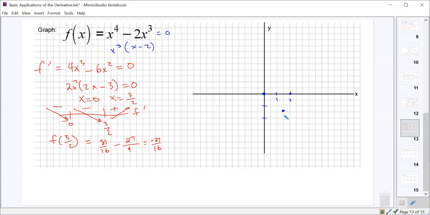And then we'll find a second derivative, which ought to be 12x squared minus 12x. Set that equal to 0, take out the 12x.